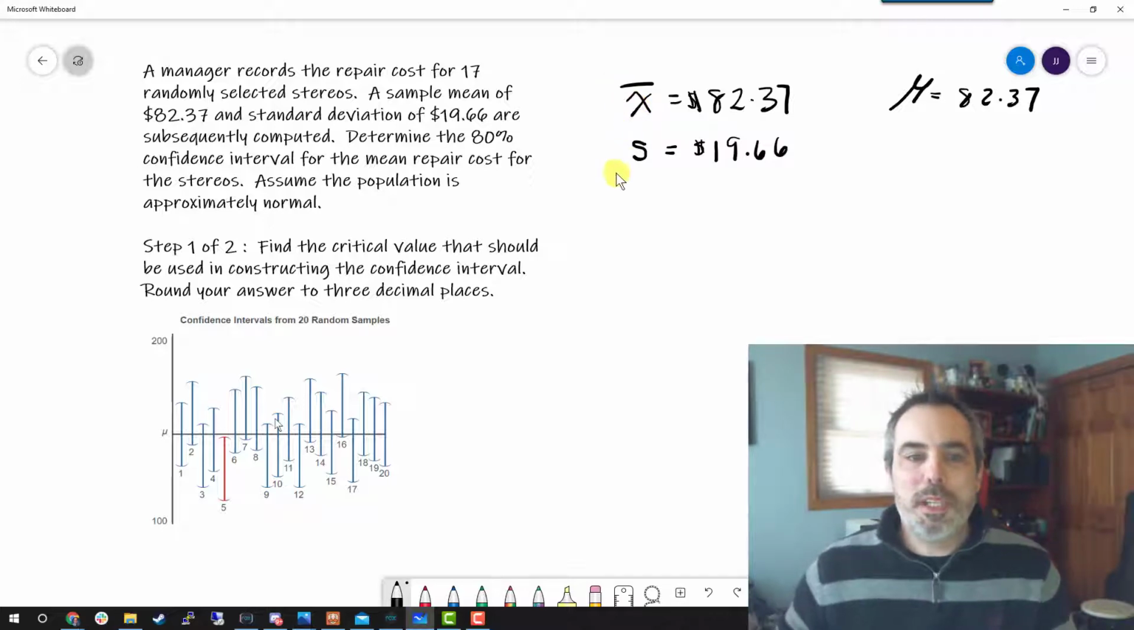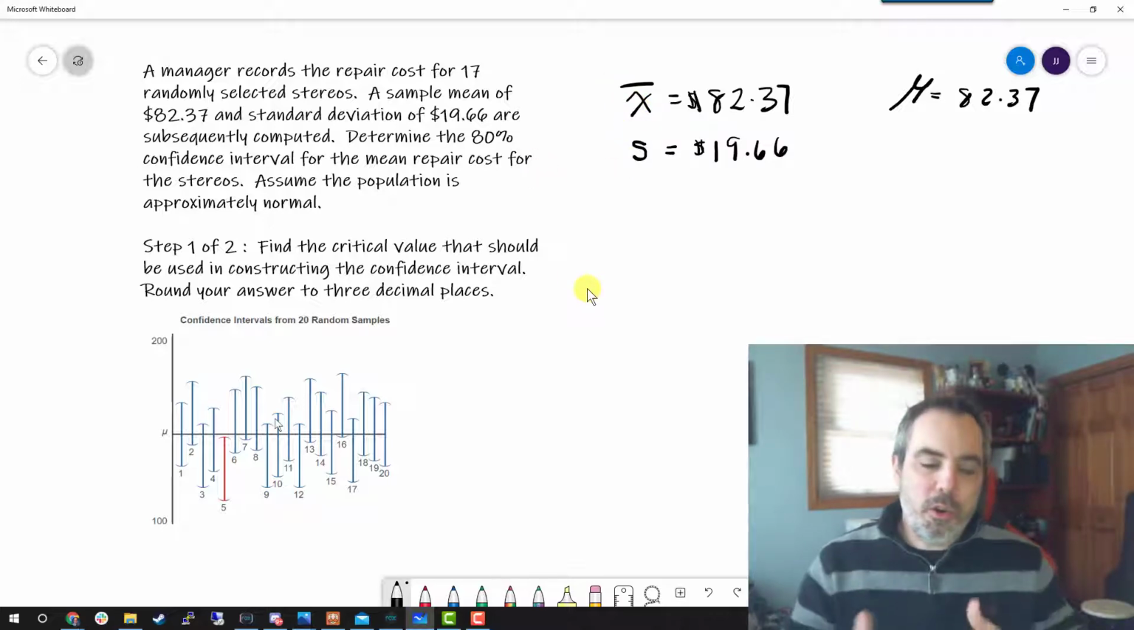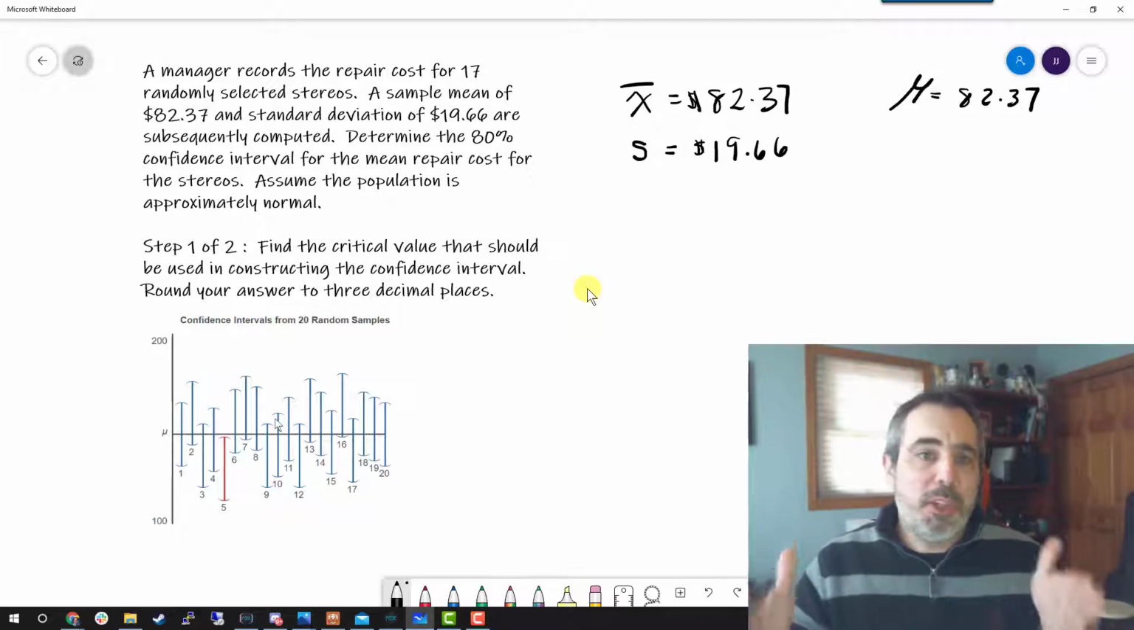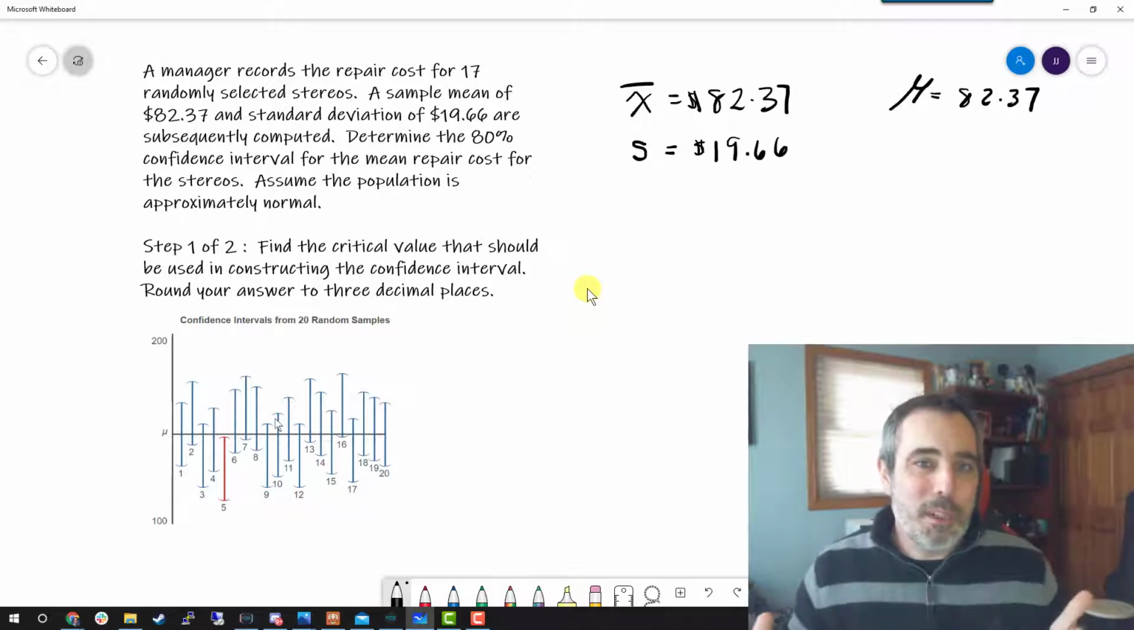So let's talk about what that means, because a lot of people think that we are going to determine that 80% of the repairs are going to be between these two numbers. And that's not really the case.